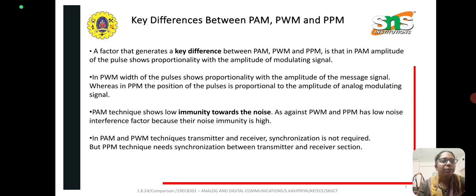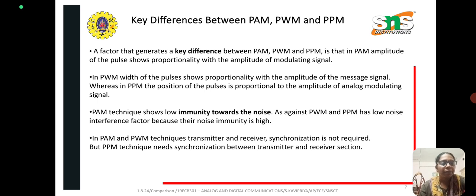And the key difference between PAM, PWM and PPM is the factor that varies. In PAM, the amplitude of pulses shows proportionality with the amplitude of the modulating signal. In PWM, the width of the pulses shows a proportionality with the amplitude of the message signal. In case of PPM, the position of the pulses shows a proportionality to the amplitude of the analog modulating signal. The PAM technique shows low immunity towards noise, as against PWM and PPM, which have a low noise interference factor because noise immunity is very high.